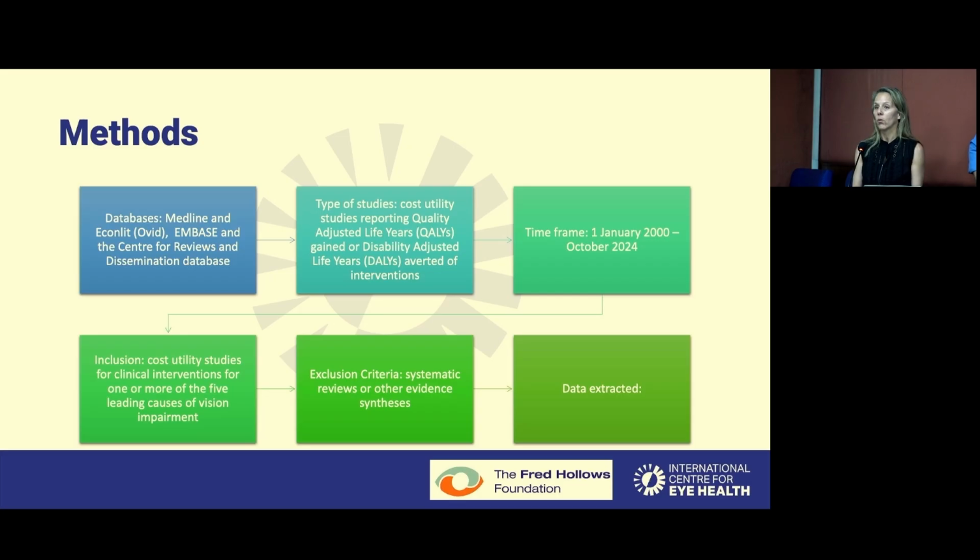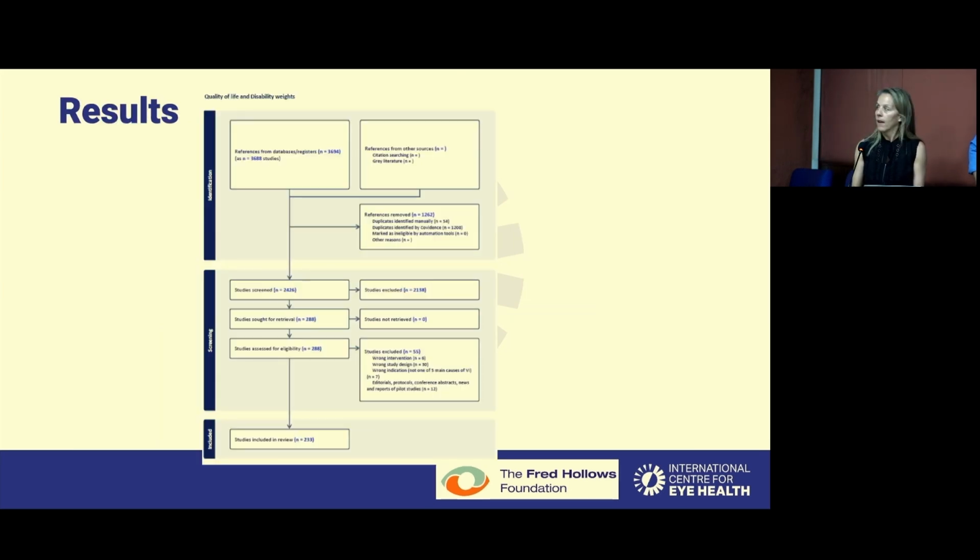And as an inclusion criteria, we included cost utility studies for clinical interventions on the 5 leading causes of vision impairment. So we just look for clinical interventions, which is important. As an exclusion criteria, we excluded systematic reviews or other evidence synthesis, but we did look at the references of these systematic reviews to be sure that we covered all the studies that were published with these inclusion criteria.